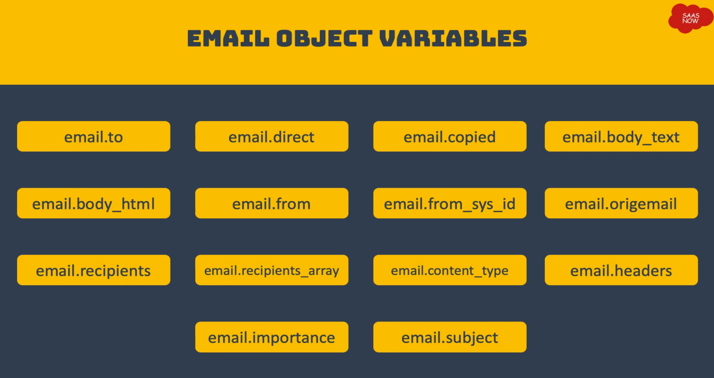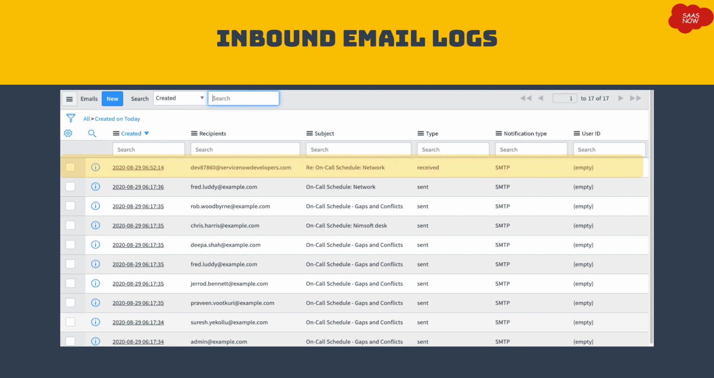In order to process your emails as per the data mentioned in the incoming email, you can use these variables in your scripting. Inbound email logs. You can also validate whether your ServiceNow instance received any email or not. You can go to email logs, which shows the list of inbound and outbound emails with details. As you can see in the highlighted part, the received email is being tracked, and that is basically email logs.